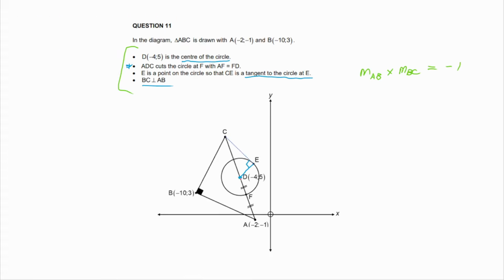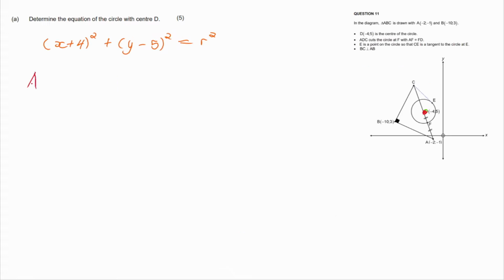So we need the radius, but remember DF is a radius. So we might be thinking, how do I find the length DF? But DF is equal to FA. Then how do I find FA? I can't really find FA, but what I can find is AD. I can find the length of AD because I can apply the distance formula. So if I have AD, I just halve it to find DF, which is my radius. Okay, so let me find AD.